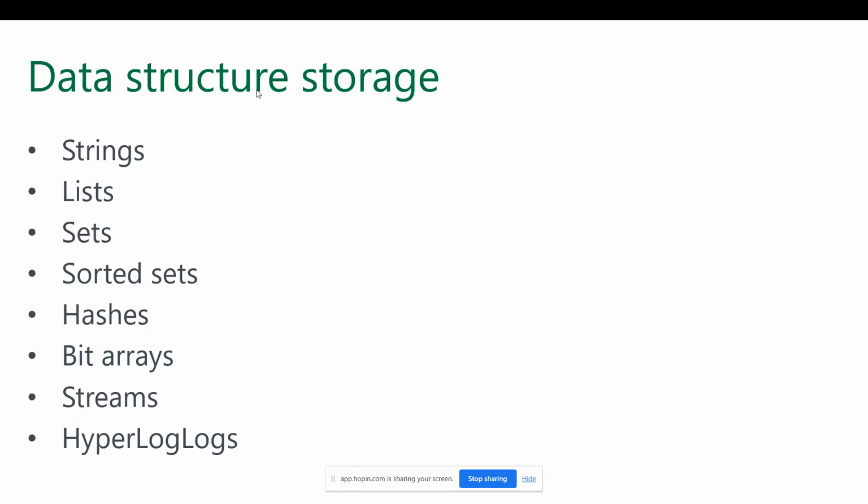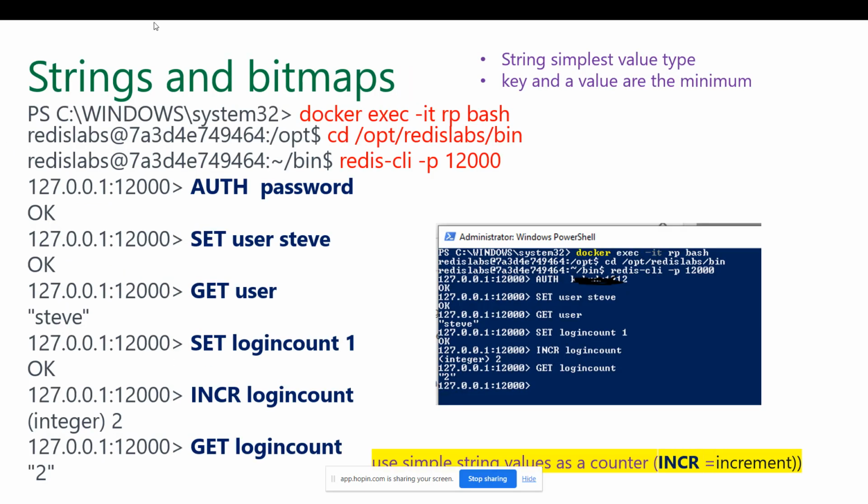So the data structures are strings, lists, sets, sorted sets, hashes, bit arrays, streams, and HyperLogLog. So we have strings and bitmaps. Docker exec -it rp bash connects to the bash. Cd opt/redis/bin to go to the bin, and then redis-cli -p, and this is the port, to connect to Redis. Host and password mean authenticate with a password; you should give your password.